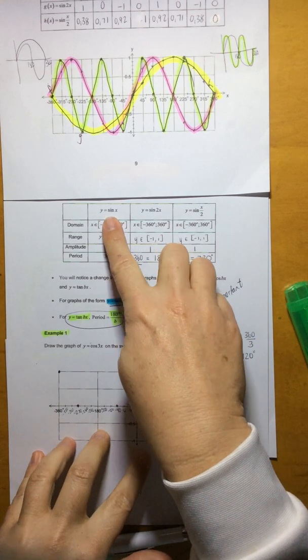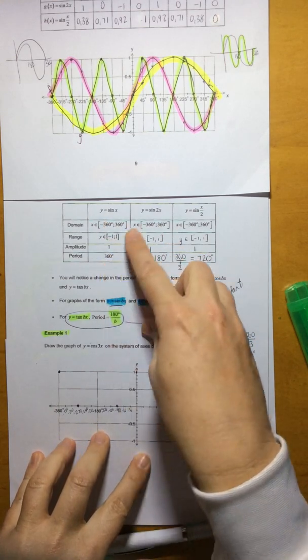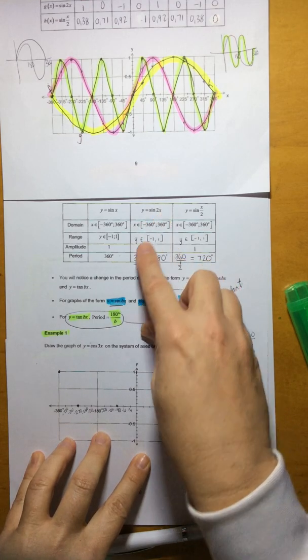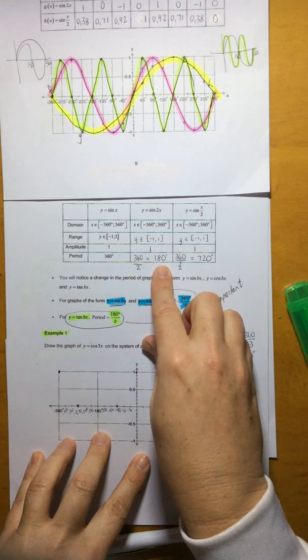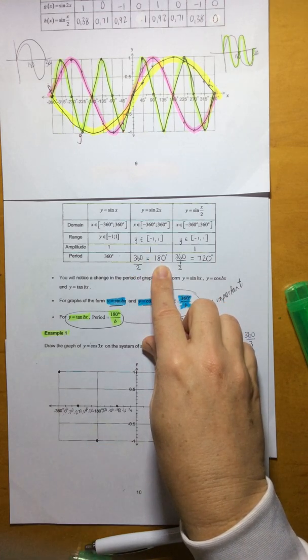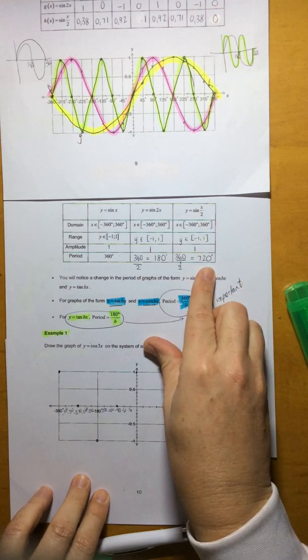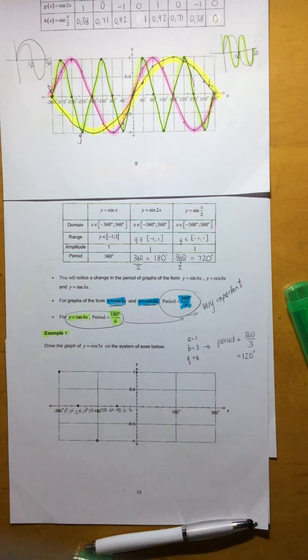So a normal sine graph takes 360. We saw that sin 2x completes two graphs, so it only requires 180 degrees, and then we spoke about dividing by 2, which takes 720. So how did we get this?